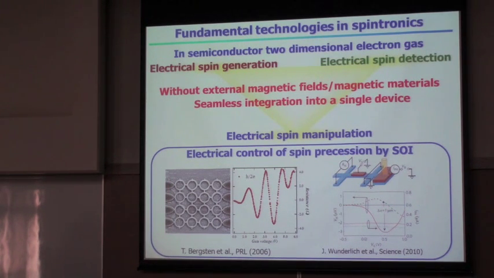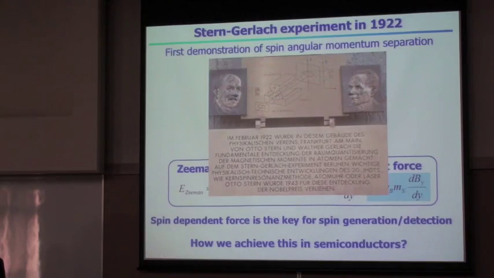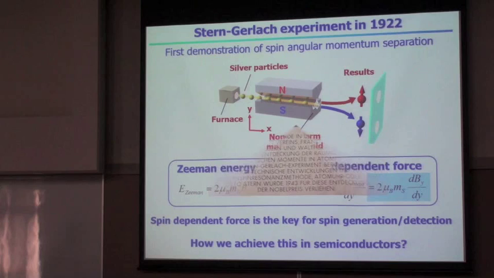especially in semiconductor 2D structures. And one stimulating experiment for the spin generation and the spin detection was done in 1922 by the German scientists Otto Stern and Walther Gerlach. And what they have done is like this.